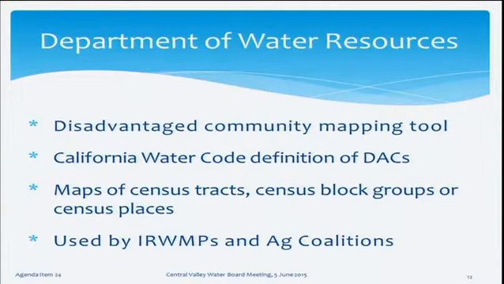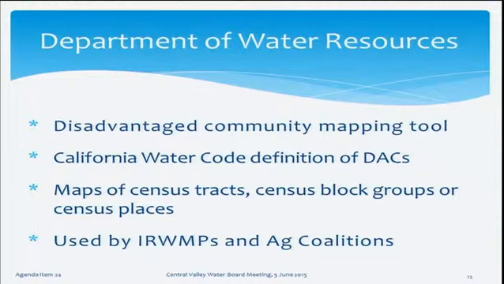So move on to another tool. The Department of Water Resources, or DWR, also has a map-based disadvantaged communities mapping tool. This tool does use the Water Board's, or the Water Code's, definition for disadvantaged communities. I'm going to start referring to them as DACs. It allows DACs to be mapped as census tracts, census block groups, or census places.